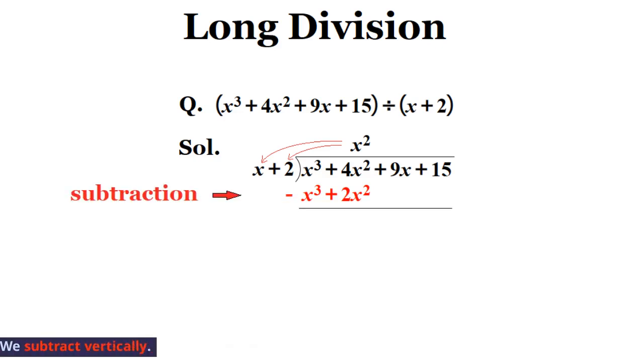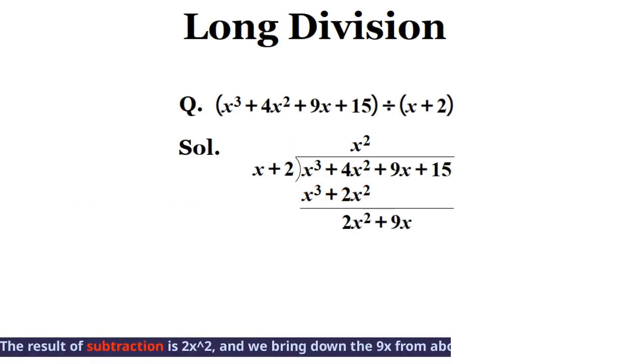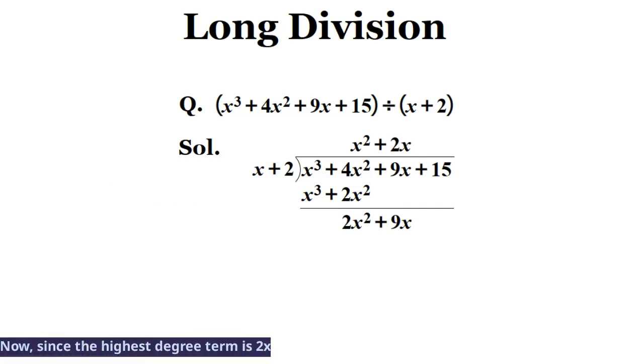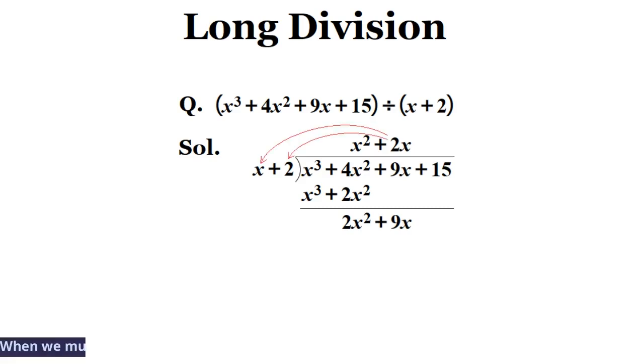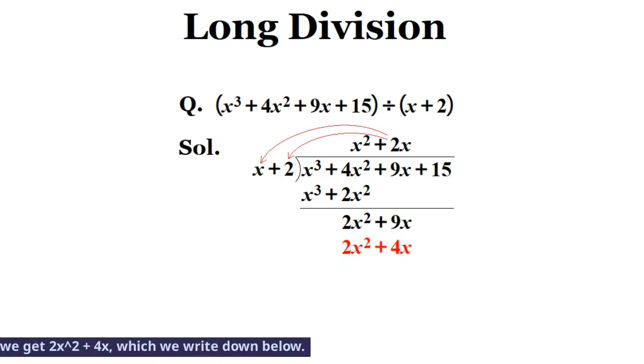We subtract vertically. The result of subtraction is 2x squared, and we bring down the 9x from above and write it down. Now, since the highest degree term is 2x squared, we need the second quotient to be 2x. When we multiply this by x plus 2, we get 2x squared plus 4x, which we write down below.